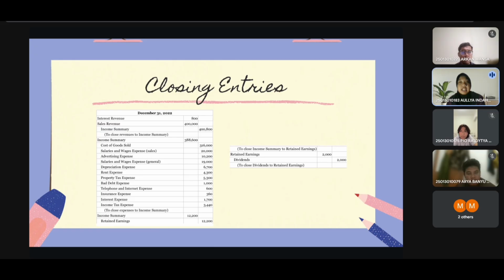Next, we have the closing entries. At the end of the accounting period, the company prepares closing entries. There are 4 steps. First, we close all revenue accounts to income summary, then close all expense accounts to income summary. Third, we close income summary to retained earnings, and fourth, close dividends to retained earnings. These entries reset temporary accounts to zero for the next accounting period. After closing entries, retained earnings reflect the updated ending balance of 26,400.